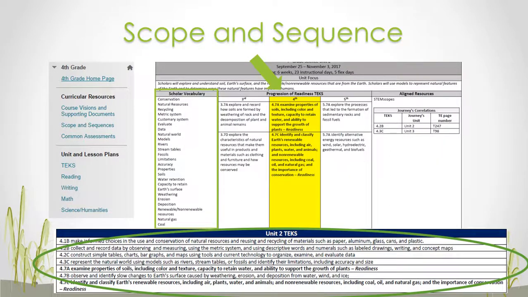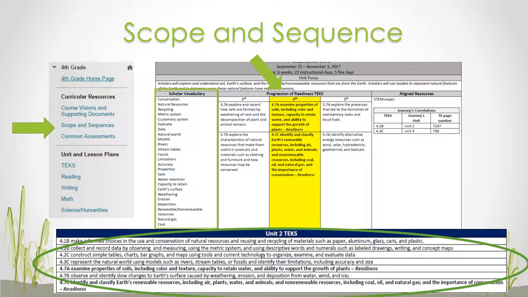So I'm sure that you guys remember how to locate your scope and sequence on Blackboard. Just in case, it's on the fourth grade homepage on the left-hand side underneath the tab Scope and Sequence. So it's one full document for the entire school year. So if you scroll down to page 10, that's where you'll find the scope and sequence for Unit 2.